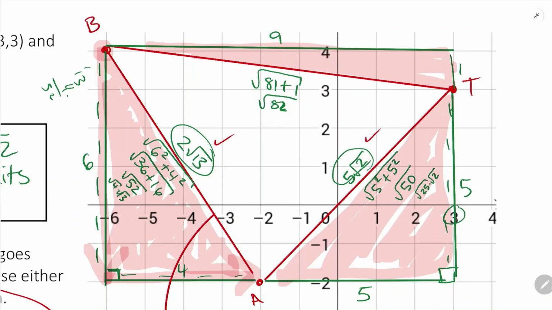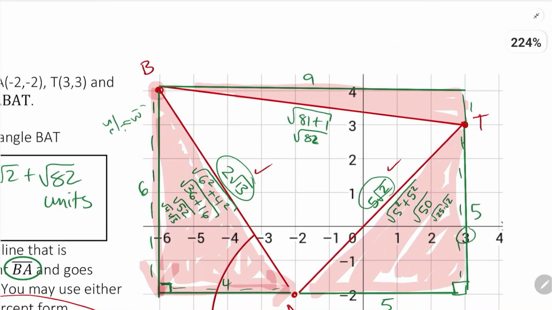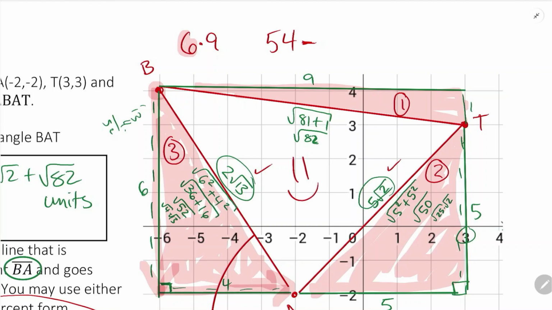So I have this massive rectangle that's 6 units tall and it's 9 units wide. And when I multiply the 6 times 9, I get 54, right? So I have 54, and I need to subtract some things from that. Specifically, I need to subtract 3 triangles, triangle 1, triangle 2, and triangle 3. And if I take those 3 triangles away, what I'm left with is the triangle in the middle here.